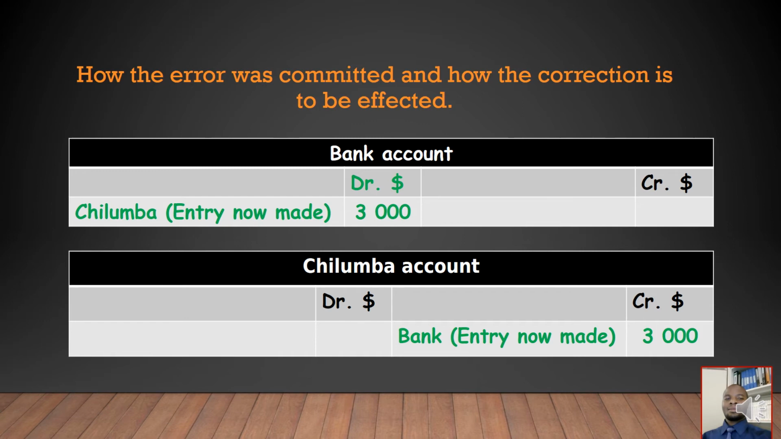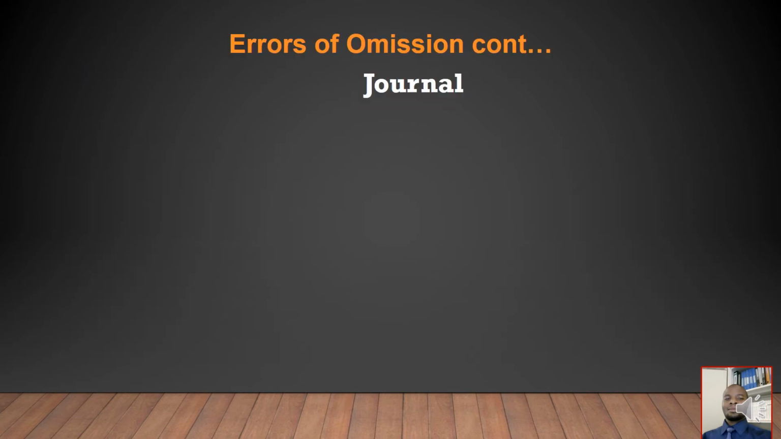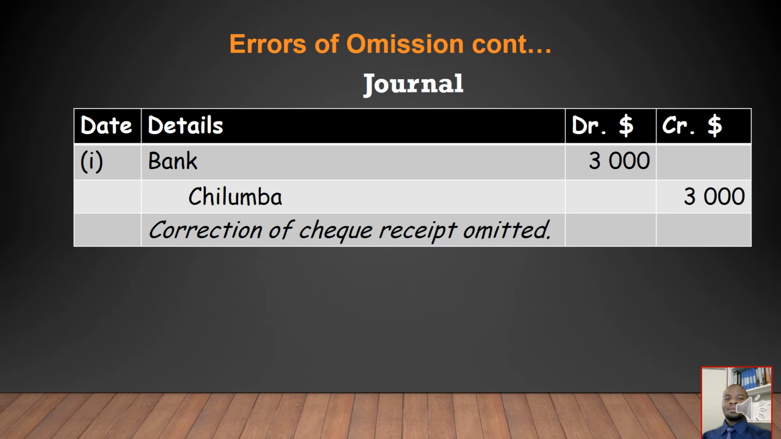So in this case, we are making the entry in Chirumba account the way it should have been done in the first place. And we are also making the entry in the bank account the way it should have been done in the first place. So this completes the double entry, and therefore this error has been corrected. Now, how will this be presented in the journal? It will be presented in this form.